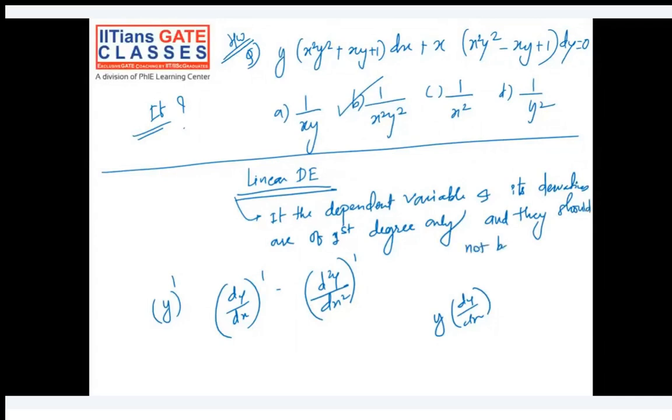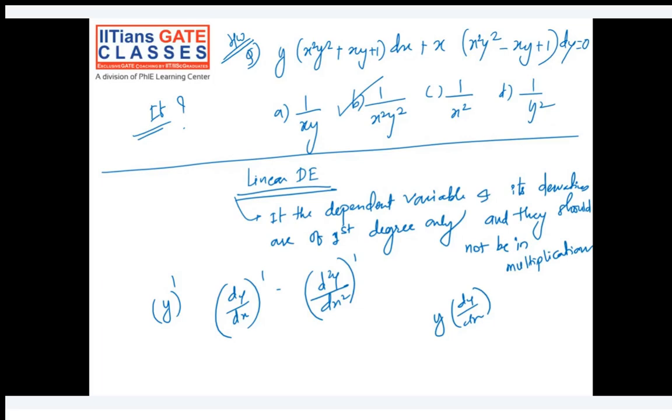So this is the definition. I hope it's clear. The y term, the dy by dx term, and the higher derivatives are of first degree only. I'm not saying order here, I'm saying degree. Order can be higher, second order differentiation, third order derivative, but degree should be 1.